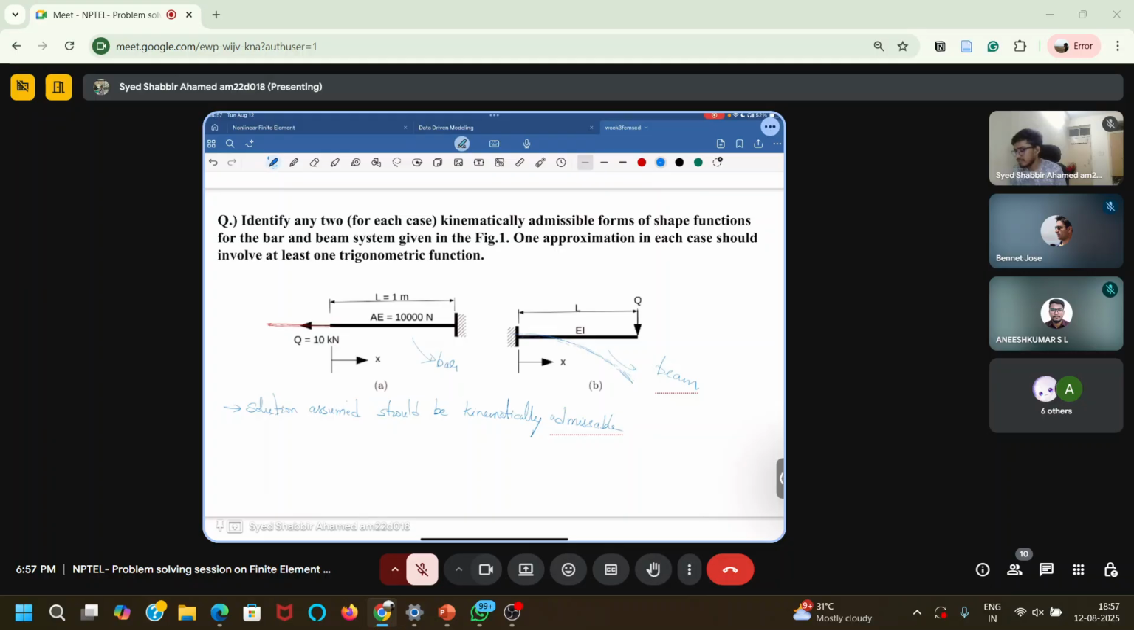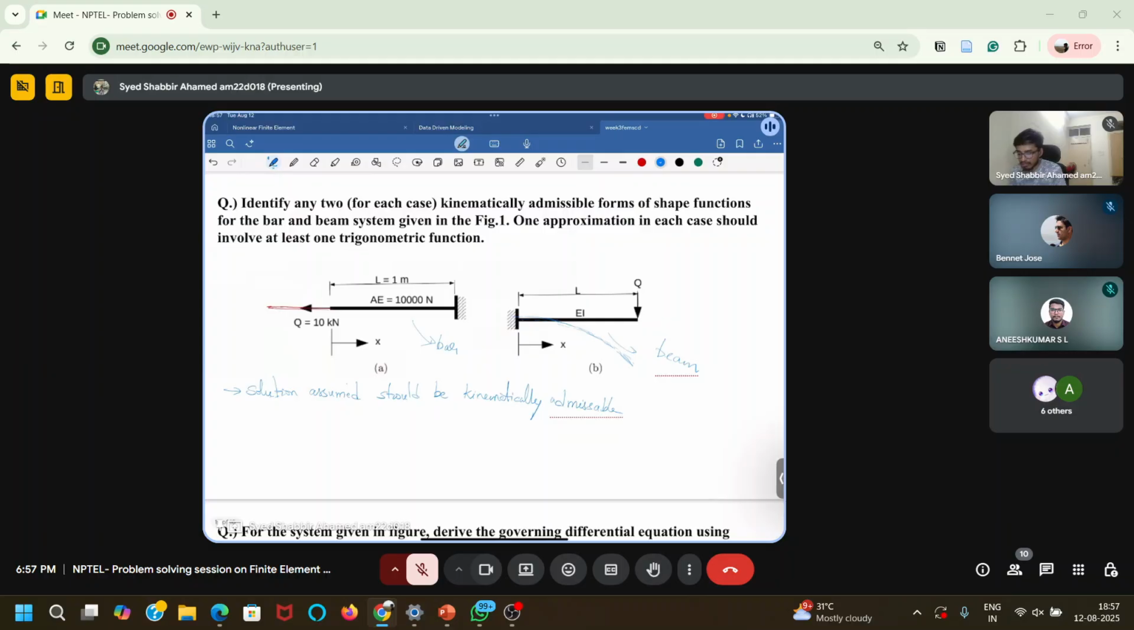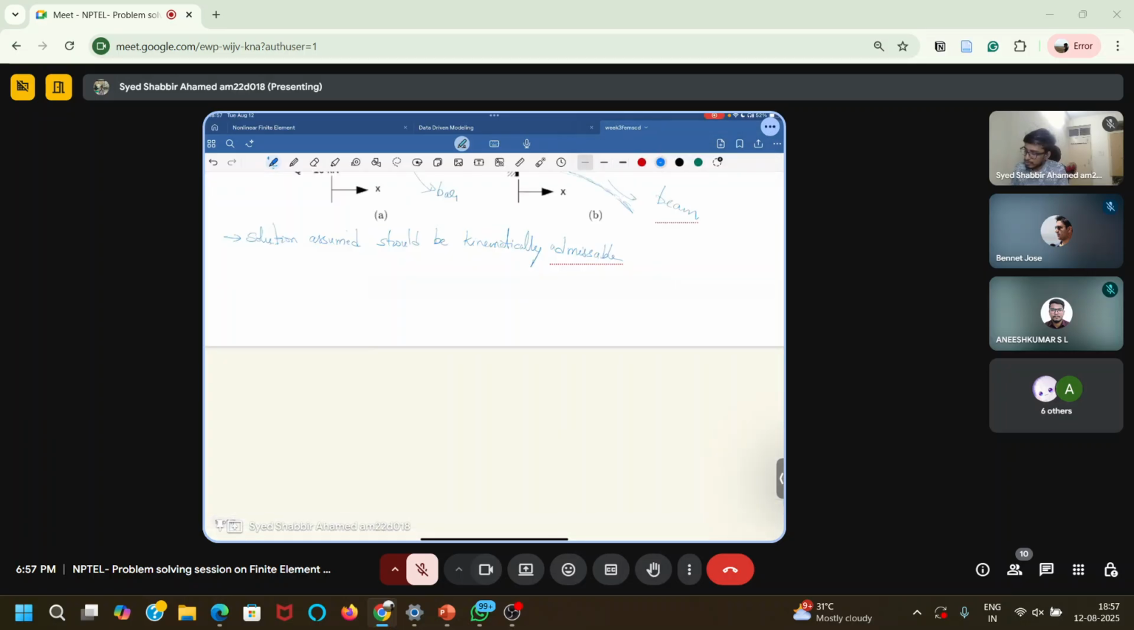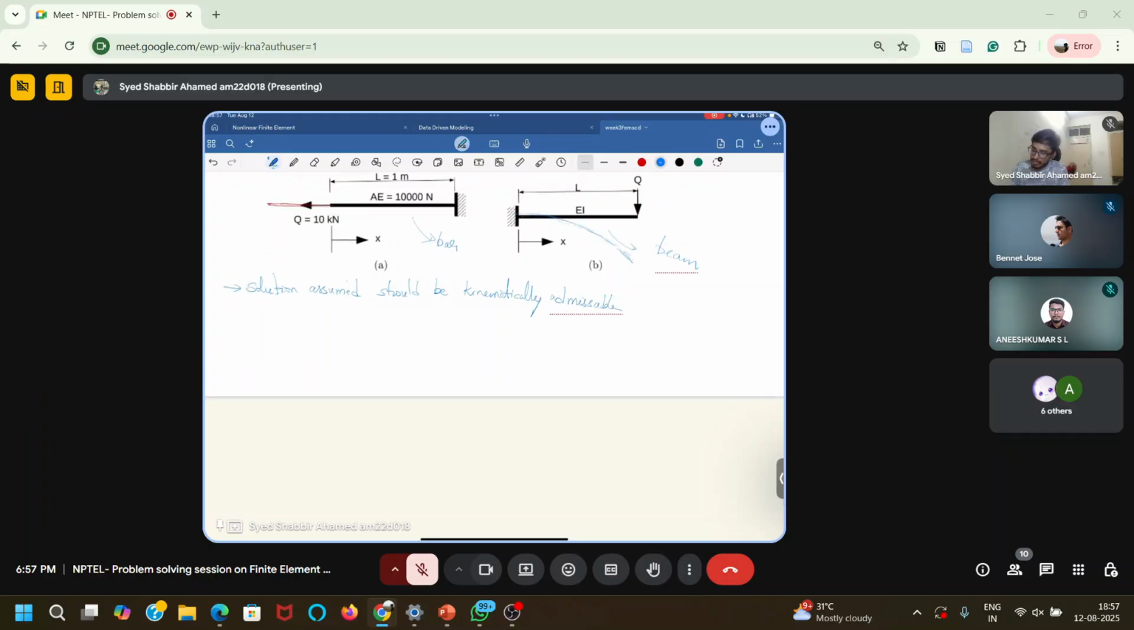What is meant by kinematically admissible? What is kinematic admissibility? Anyone want to take a guess, if you have listened to the class and read the notes? Boundary condition, yeah. Kinematic admissibility is nothing but the boundary conditions should be satisfied. Not all the boundary conditions, only the essential boundary conditions should be satisfied.